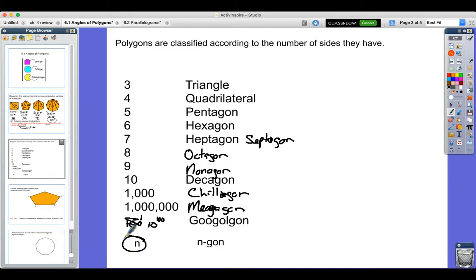But for any figure past pretty much 12, I think 12 is a dodecagon, anything past that, you just call it by the number of sides. So a 15-sided figure will be called a 15-gon. There is an actual name, but we just don't focus on those actual names past a certain number.